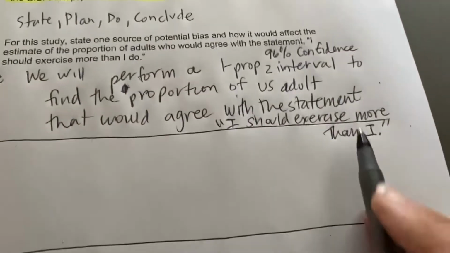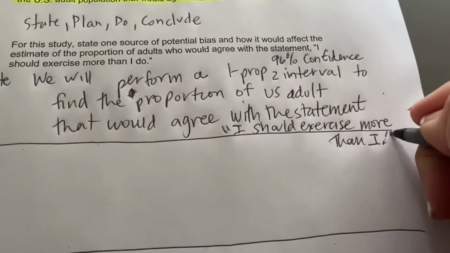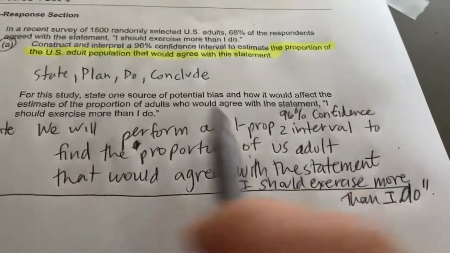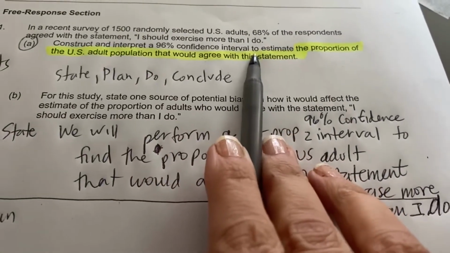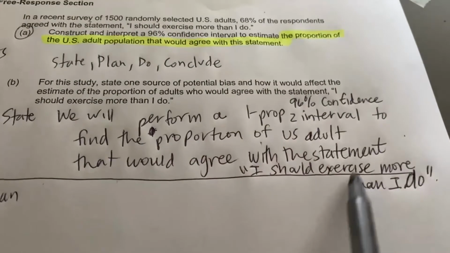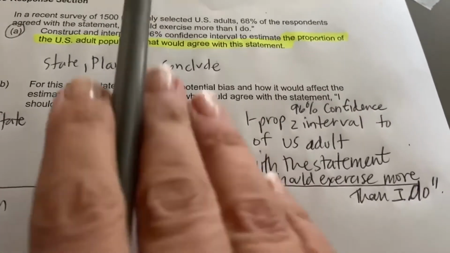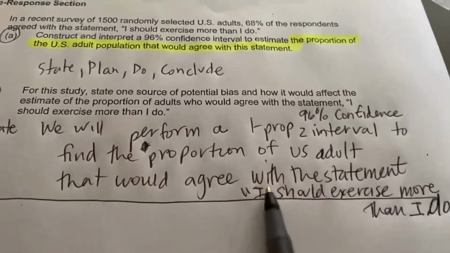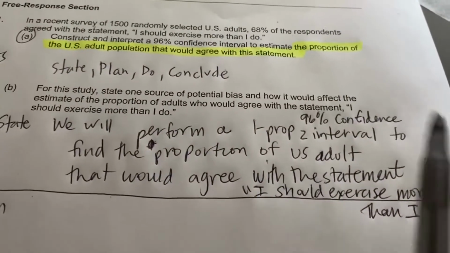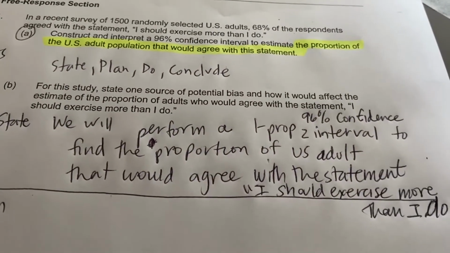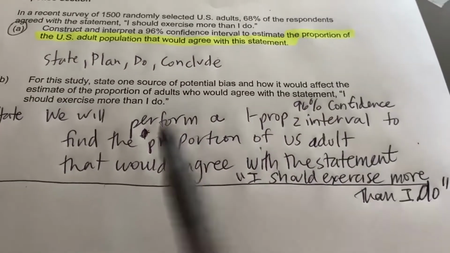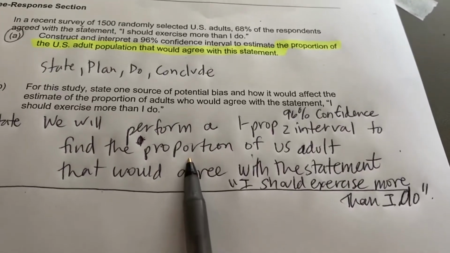Now I did something a little bit different than I normally do. Normally I copy exactly that, but I always want to talk about the context. The context of this problem is about exercise, so I need to talk about exercise. I don't want to leave that out, right? Probably wouldn't be wrong, but it would be wrong to your boss if you were doing this for a living. All right, so we stated.